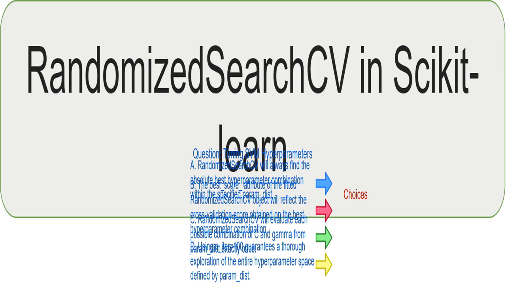This statement tests understanding of randomized search-CV. Randomized search-CV samples randomly from the provided hyperparameter space. It does not guarantee finding the absolute best combination. A large hyperparameter space and a limited number of iterations make finding the absolute best combination unlikely, even improbable. Therefore, this statement is false.